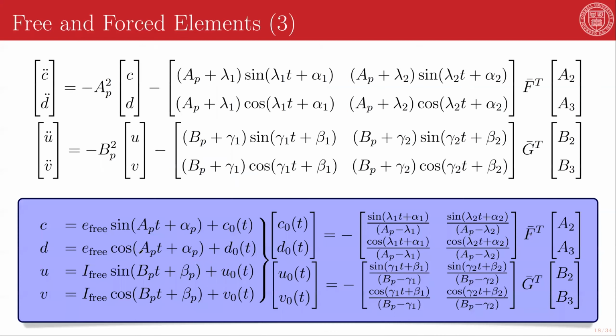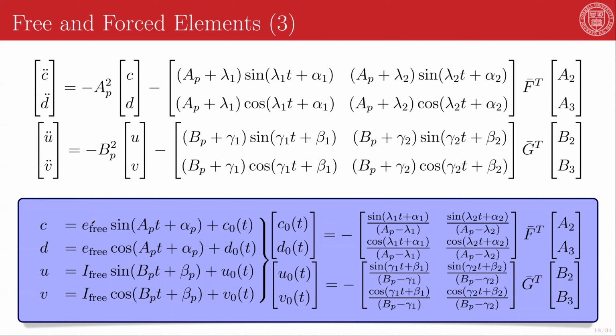Let's take a look. The second derivative of c and d will be equal to negative A sub p squared times c and d minus this matrix of sines and cosines from the secular two-body solution of bodies 2 and 3 times the transpose of that normalized eigenvector matrix F times A2 and A3. And the exact same form holds true for the second derivatives of u and v. These are fully decoupled equations with known solutions.